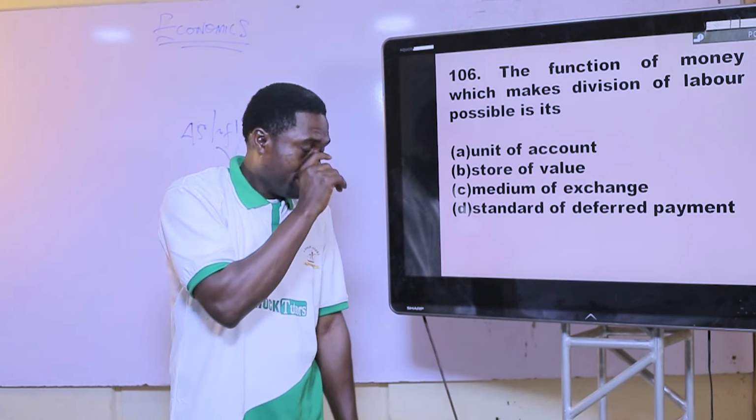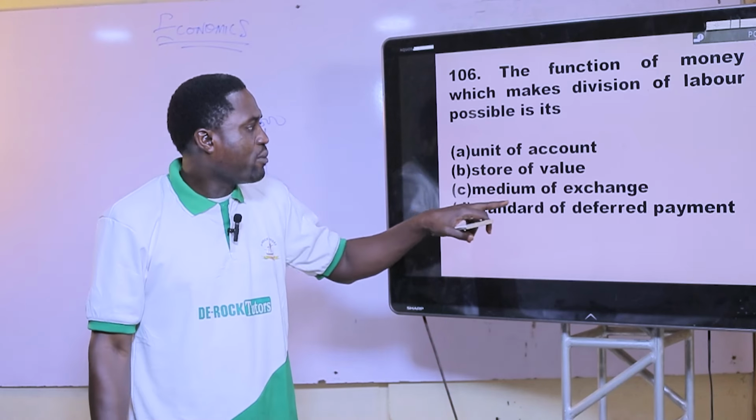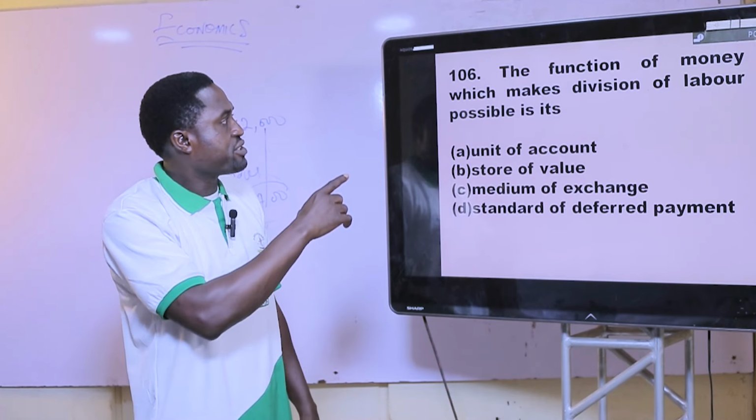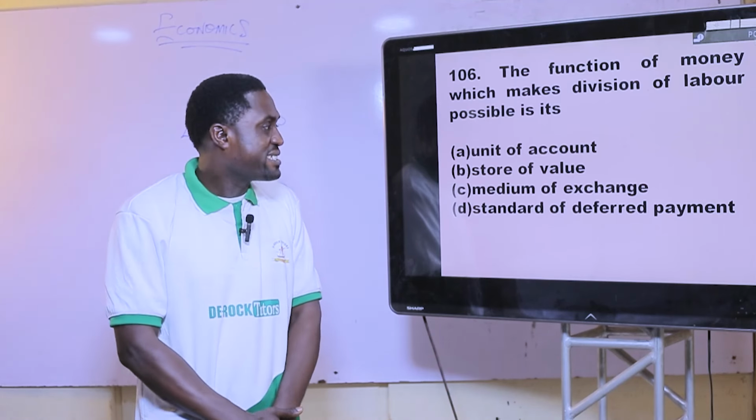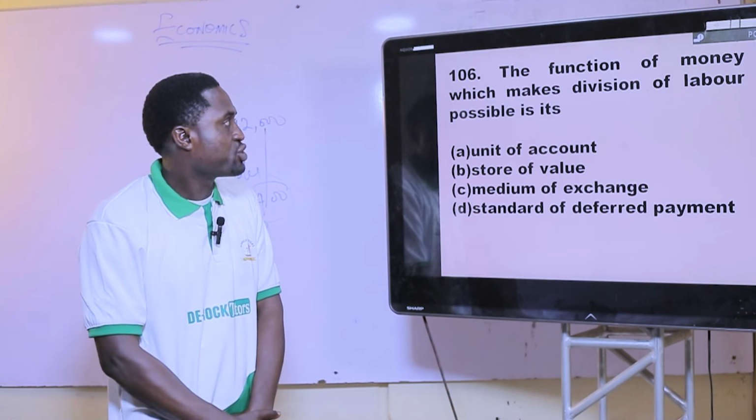That's why money was created. So medium of exchange will make it possible. The function of money which makes division of labor possible is its medium of exchange.